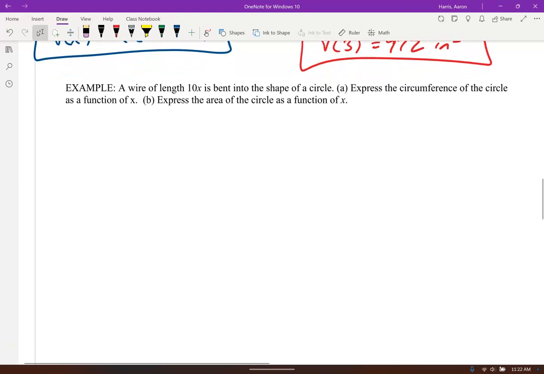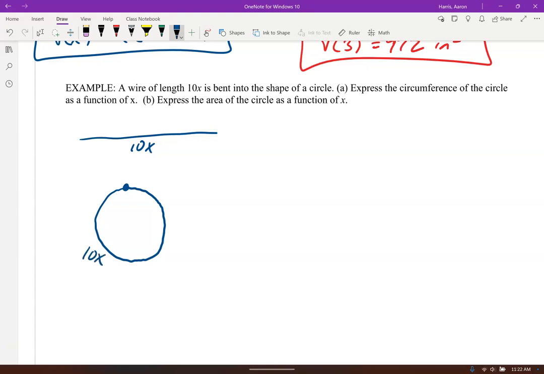All right, a couple more here. We got a wire this time. A wire of length 10x. Here's my wire. Oh my gosh, terrible. That's the best I can do. A wire of length 10x is bent into the shape of a circle. So imagine taking this, bending it into the shape of a circle. So it's 10x all the way around, right? That's our circumference of the circle.